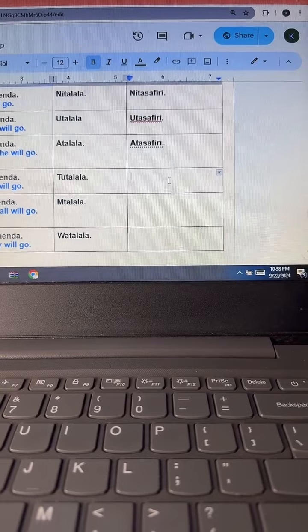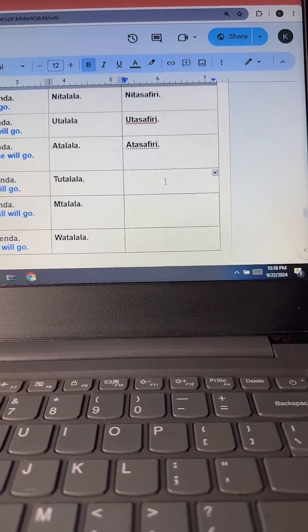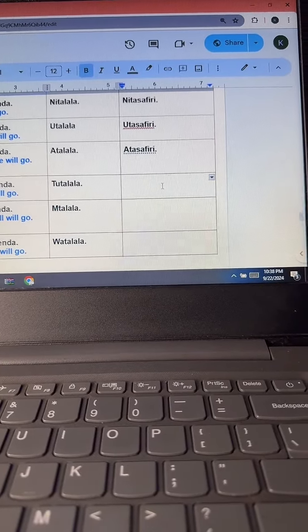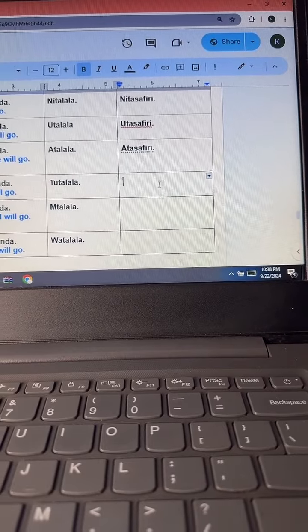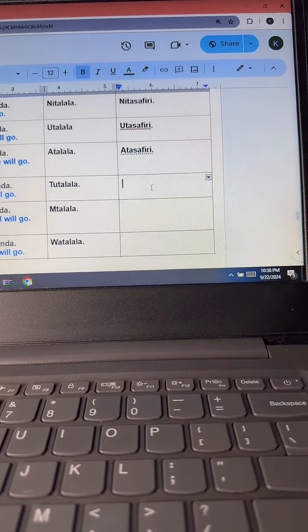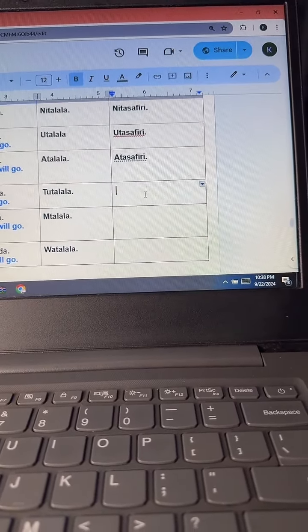Angelina, tutasafiri vizuri sana. Dreamlink, tutasafiri vizuri sana. Sisi, tutasafiri vizuri sana. Continue writing, tafadhali. Andika. We will travel. Beverly anasema watasafiri.